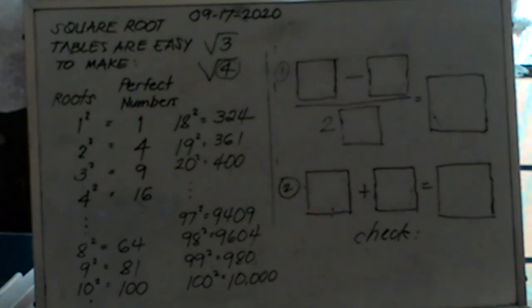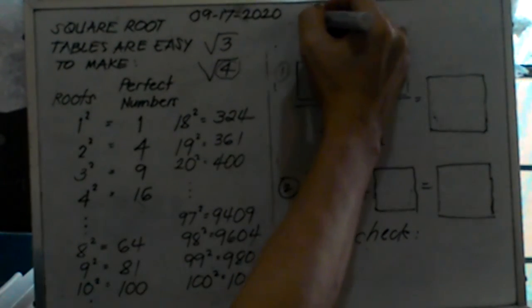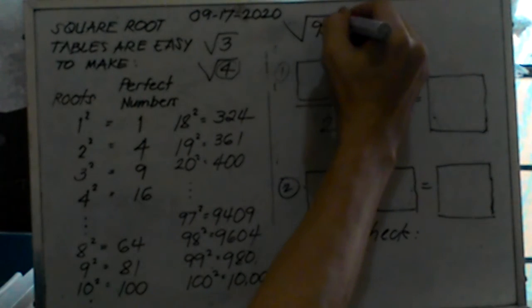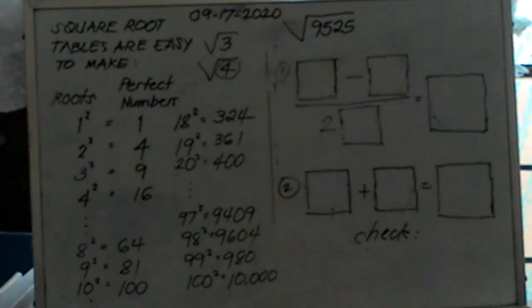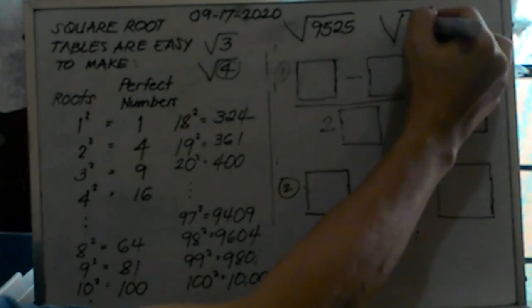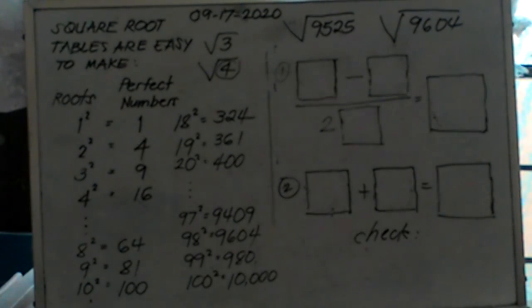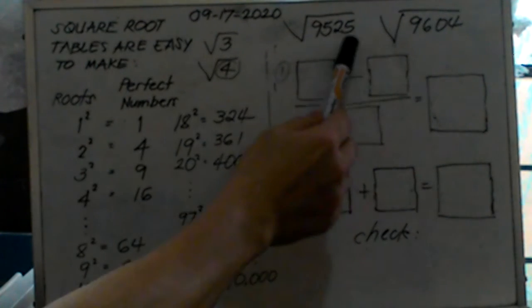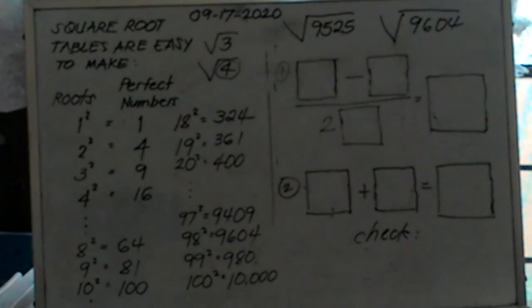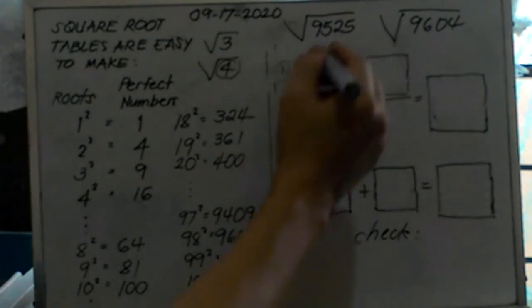I'll give you one final example. Let's say 9525. Square root of 9525. Going down the table, here I see that 9525 is between these two perfect roots. Thus I will go for the higher limit, 9604. Square root of 9604 is 98, right? But you don't know it's the square root of 9525. So, we place this one here.